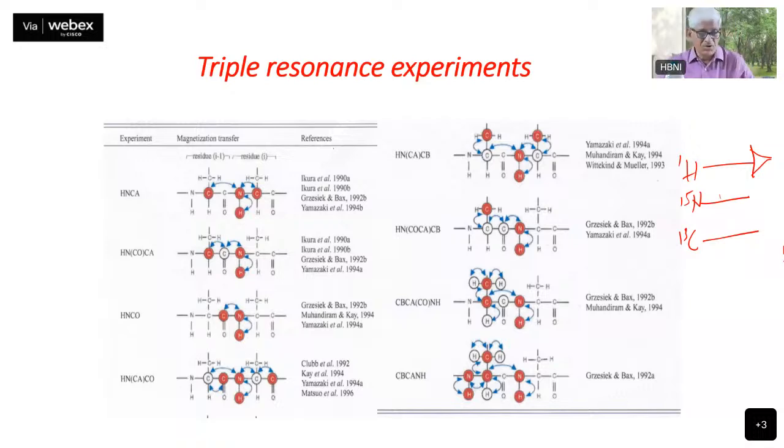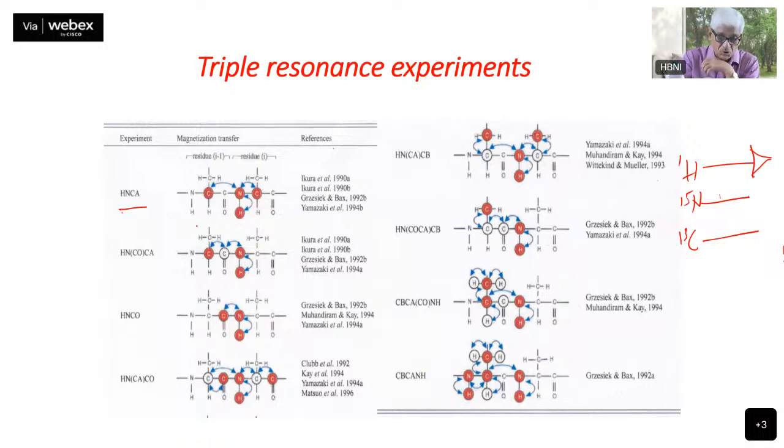One of the earliest ones described is listed here. It is called HNCA. HNCA stands for: on one axis you have the proton, that is the amide proton; on another axis you have nitrogen-15; and on the third axis you have the carbon, which is primarily the C alphas. The C alpha carbons are in that particular axis. And how does this experiment work?